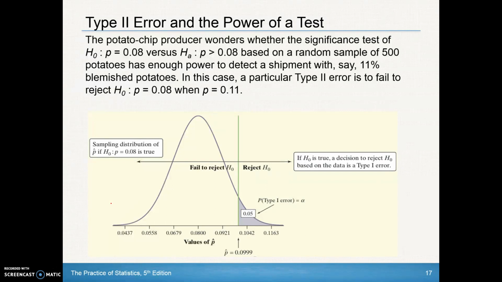So we've got a potato chip producer who wonders about a significance test of a null hypothesis of 0.08. They're being told that the proportion of potato chips that have blemishes is 8%. Well, we have a little suspicion, and we think that proportion is a little bit higher than that. We actually think it might be like 11%. So there's our specific alternative. This is a general alternative, that it's greater than 0.08, but we're going to do a specific value of the alternative, here 11%.